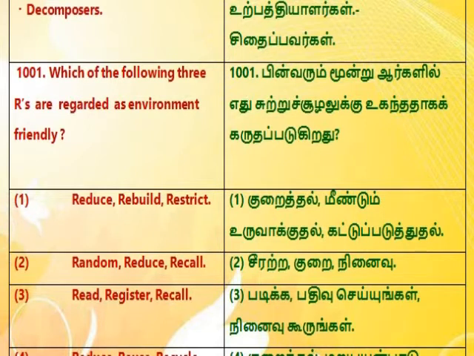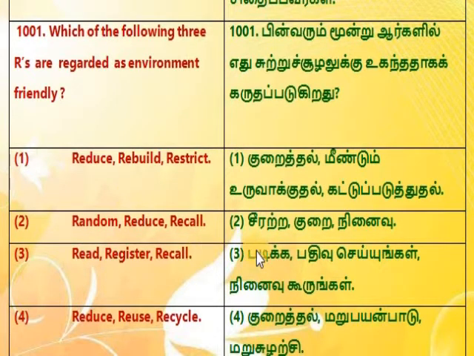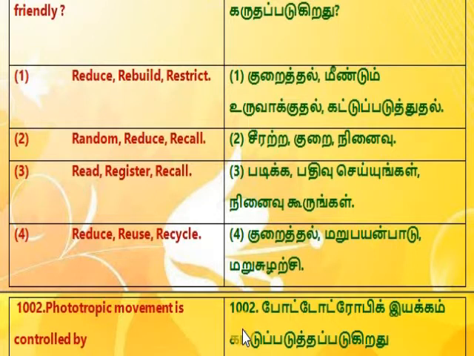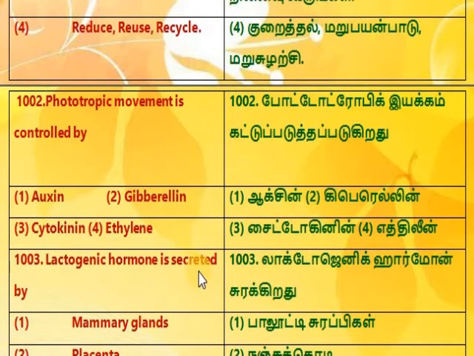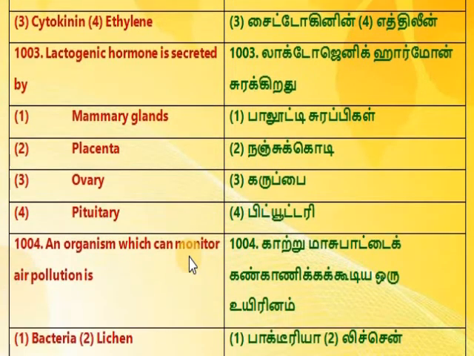1001. Which of the following three R's are regarded as environment friendly? 1. Reduce, rebuild, restrict. 2. Random, reduce, recall. 3. Read, register, recall. 4. Reduce, reuse, recycle. 1002. Phototropic movement is controlled by 1. Auxin, 2. Gibberellin, 3. Cytokinin, 4. Ethylene. 1003. Lactogenic hormone is secreted by 1.